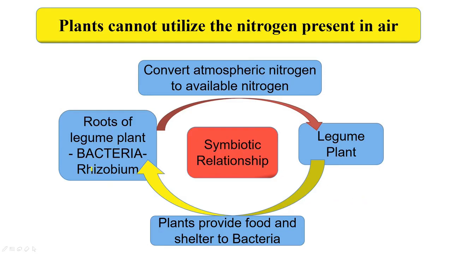So, Rhizobium bacteria, which live in the root of legume plants, convert the atmospheric nitrogen to available nitrogen, and in return this legume plant provides food and shelter to this bacteria. So this kind of relationship where one organism depends on another is known as symbiotic relationship.